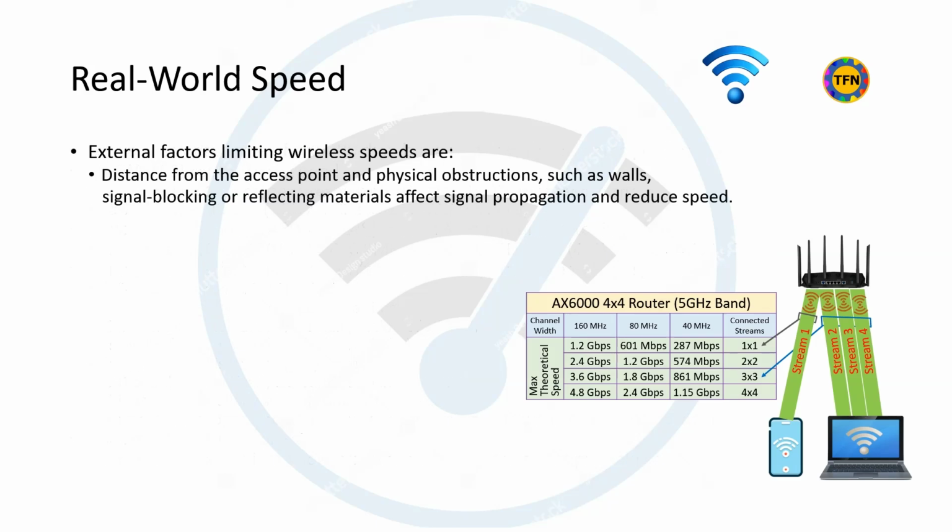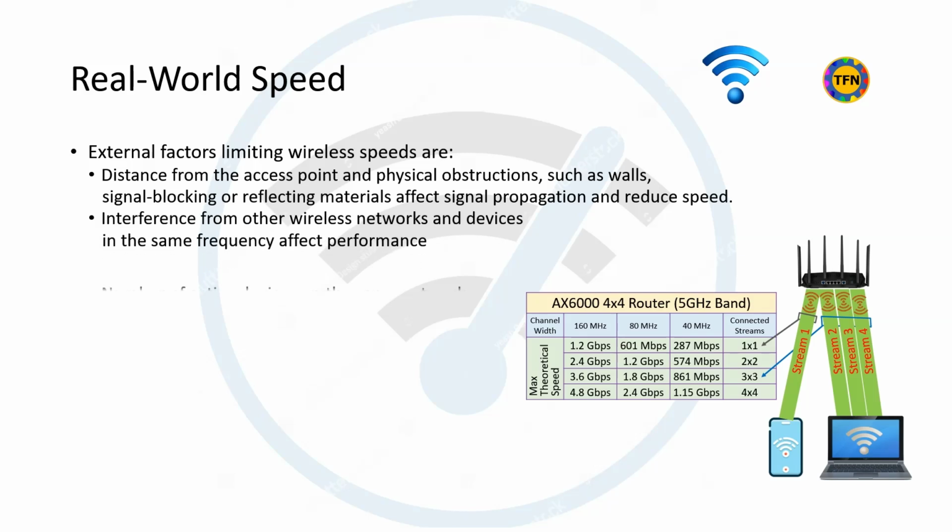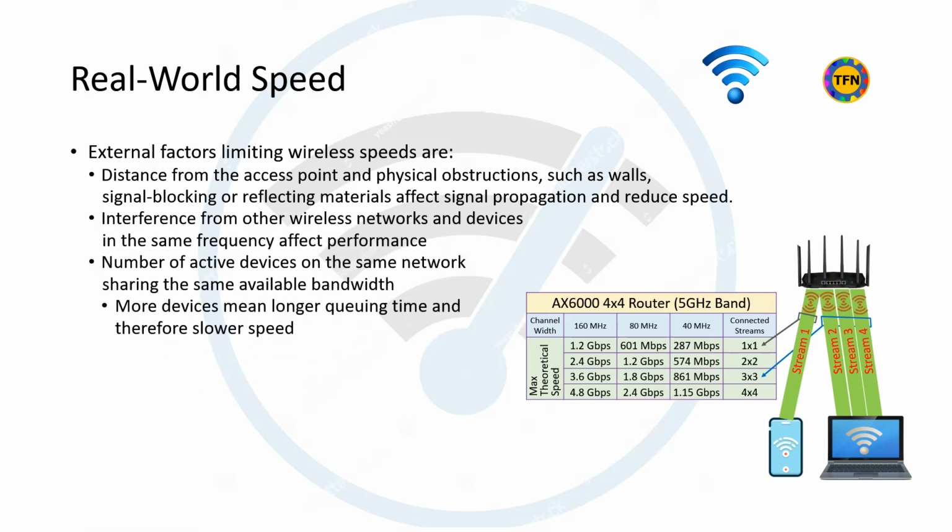External factors also limit wireless speed. Distance from the access point and physical obstructions, such as walls, signal blocking, or reflecting materials affect signal propagation and reduce speed. Higher frequency bands are more susceptible to these obstructions. Another major problem is interference from neighboring wireless networks and devices in the same frequency, which degrade performance. Too many active devices on the same network sharing the same available bandwidth will increase queuing time and reduce speed.